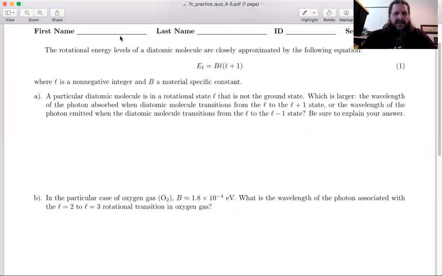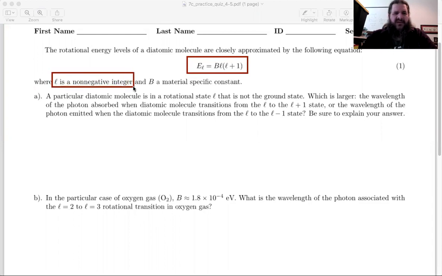And now we're looking at the actual values for energy it can have. It looks like the possible values of energy are B times L times L plus 1, where L is a non-negative integer. So any positive whole number, also including 0, I think. So L could be 0 since it just says it's non-negative. So that means that rotational energy is quantized. There's only certain specific values.